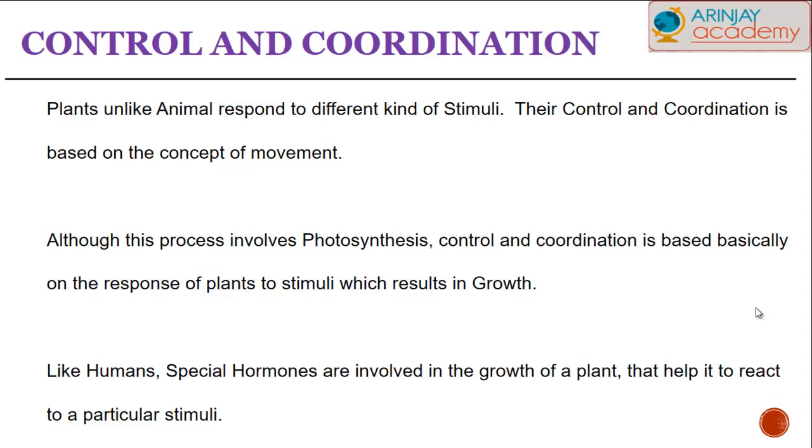Plants, of course, have to manufacture food for survival by a process called photosynthesis, which, along with control and coordination, helps in the response of plants that results in growth. Just like humans who have hormones secreted from their glands for a specific need, plants too have hormones within their body that help to react and respond to a particular stimuli.